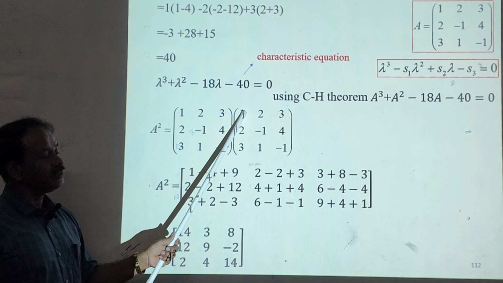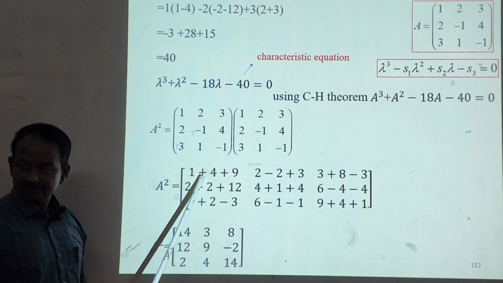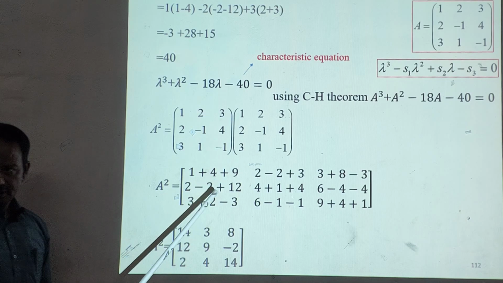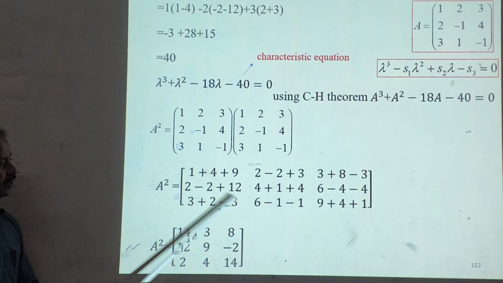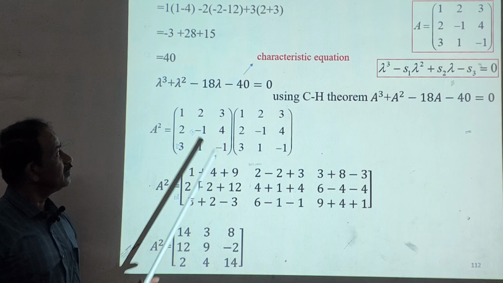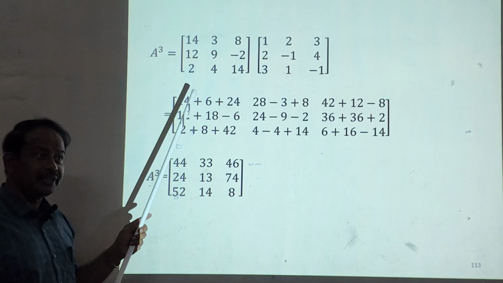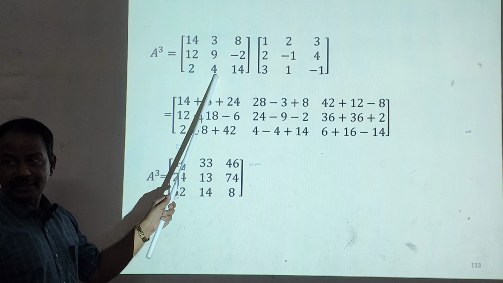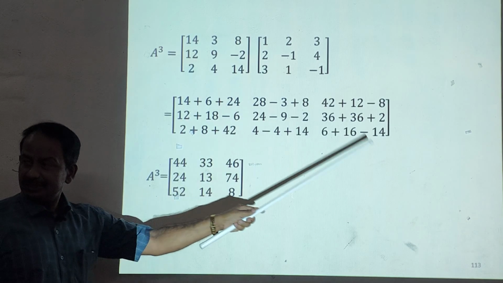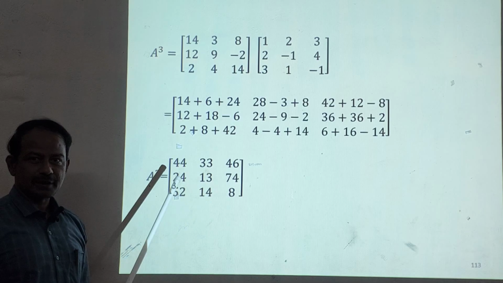1 multiplied by 1 plus 2 multiplied by 2 plus 3 multiplied by 3. So you will have this. Okay, so A squared we have found out. After simplification, you will have A squared here. The next one will be A cubed. A cubed is A squared multiplied by A. So your A squared multiplied by A will give you this. So your A cubed is this matrix.